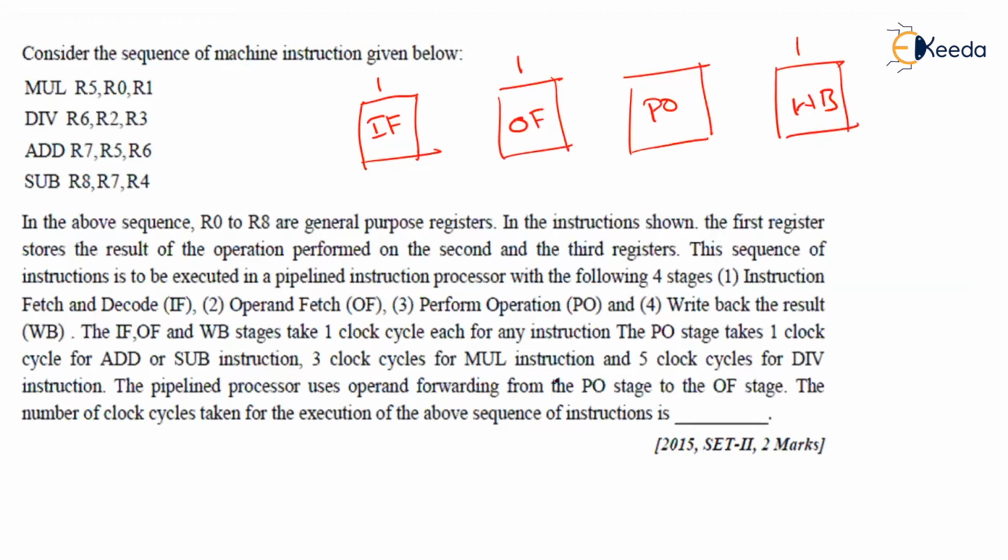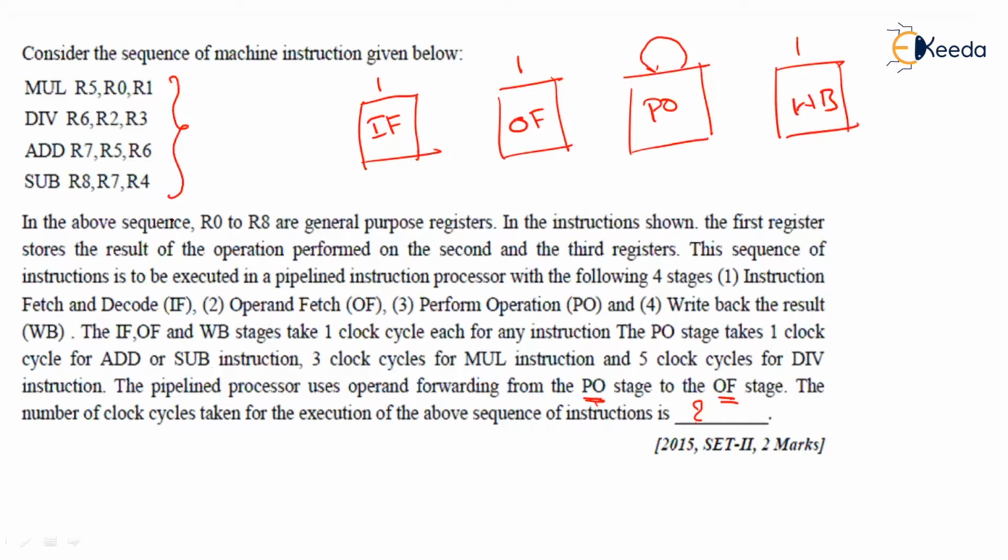Here, the additional detail is the pipeline processor uses operand forwarding from the PO stage to the OF stage directly. Generally, the operand forwarding will be PO stage to PO stage, which we've discussed in my regular class sessions. And the number of clock cycles taken for execution of the above sequence of instructions is what? So how many clock cycles are actually required? Let us have a look.